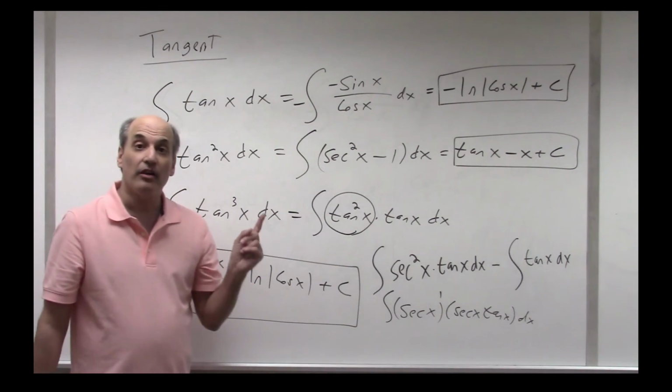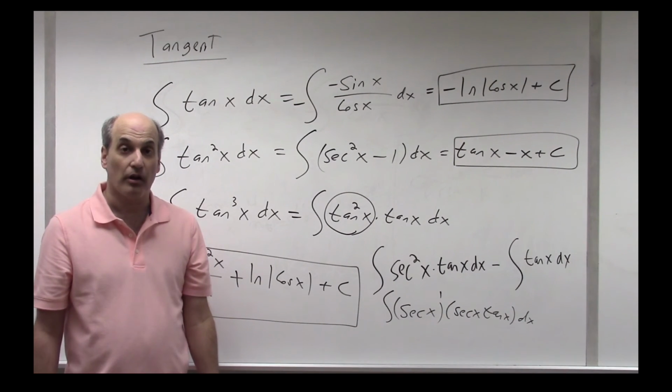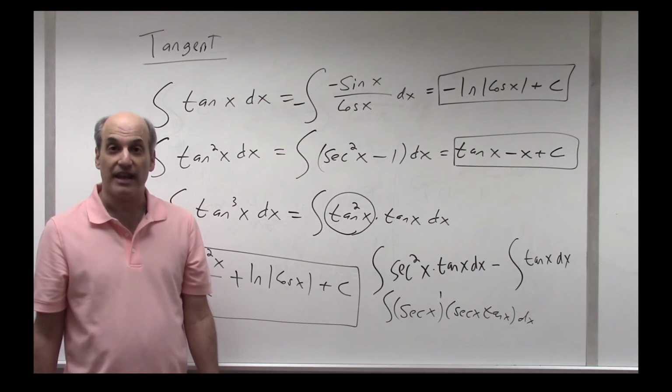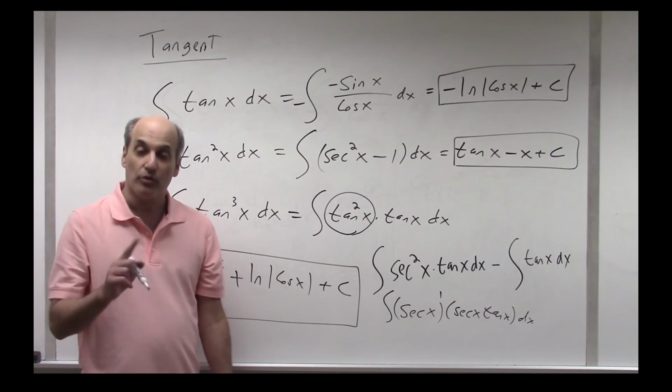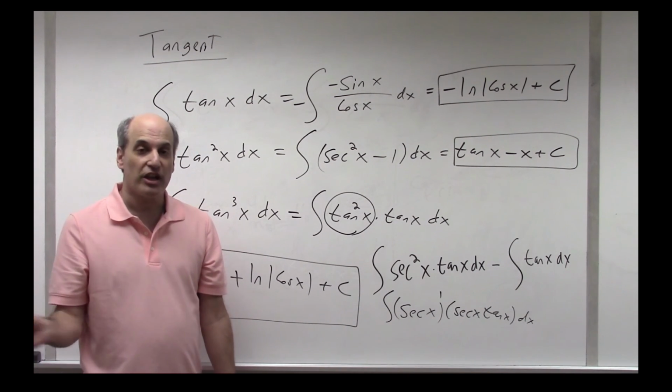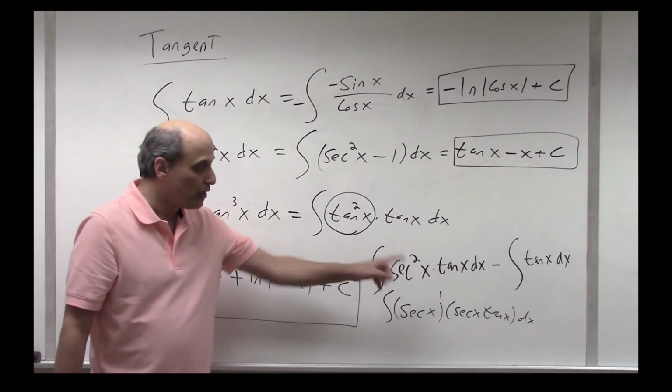I should point out that this works not just for tangent raised to an odd power, but also tangent raised to an odd power times secant raised to any power. As long as you have tangent raised to an odd power, you can always save a tangent and change everything else in the problem to secant, and then just integrate using what we did right here.